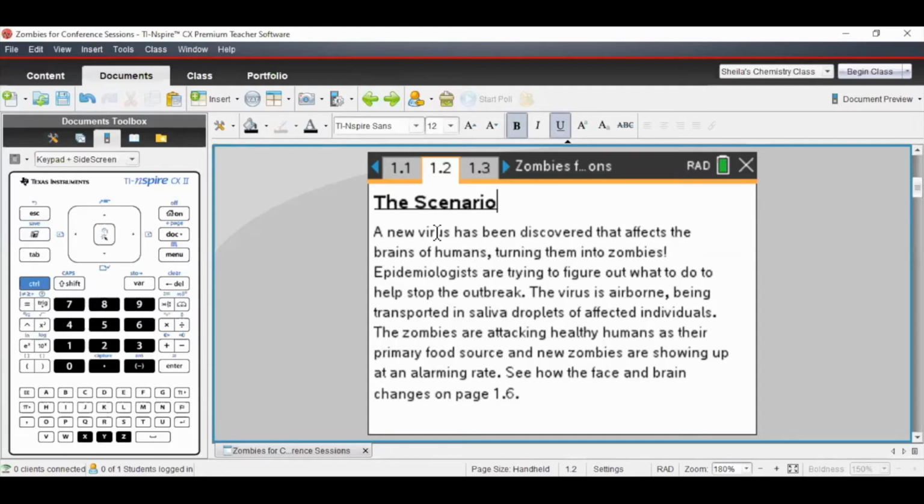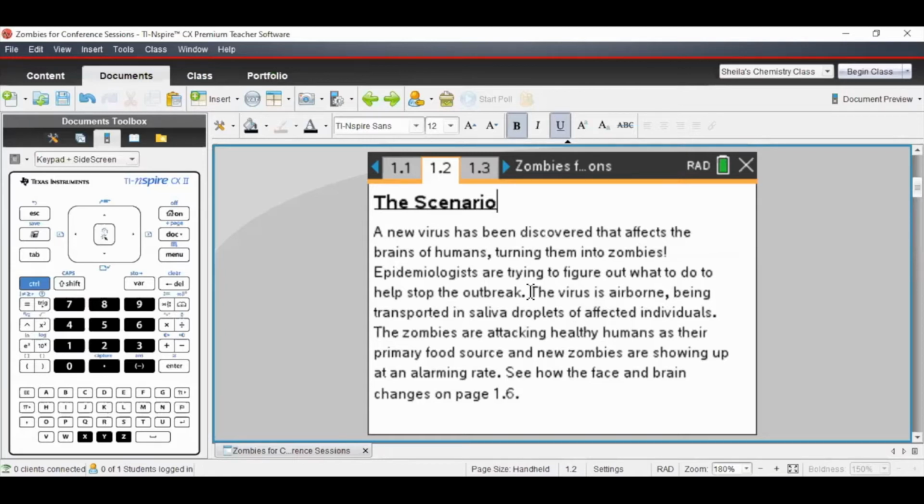We're going to just say it's a virus. Okay, and it's discovered in the brains of humans, and it turns them into zombies. So we got these epidemiologists who are trying to figure out what to do about this, how to diagnose it, how to prevent it, how to cure it, whatever the case may be.